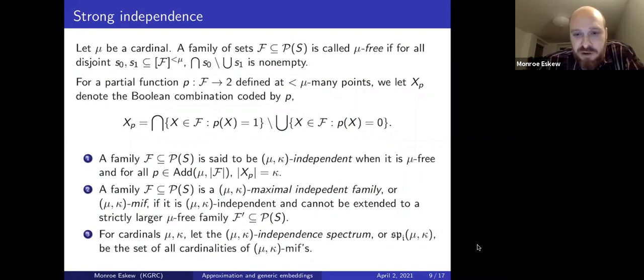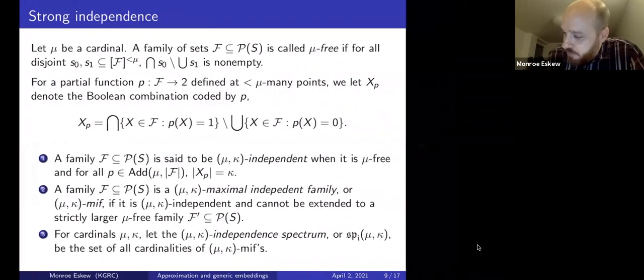Okay, so Vera had studied this quite extensively in several works in the case mu equals omega. And actually, I should say extensively in the case of mu and kappa both equal to omega. Then more recently, she started to look with Diana Montoya and then with me at generalizations.